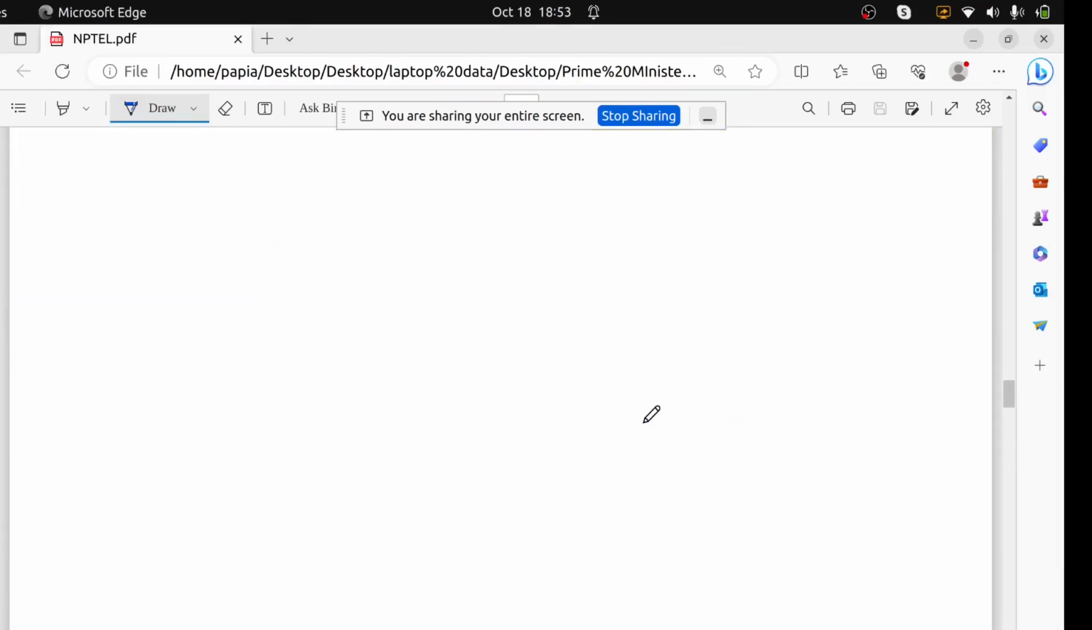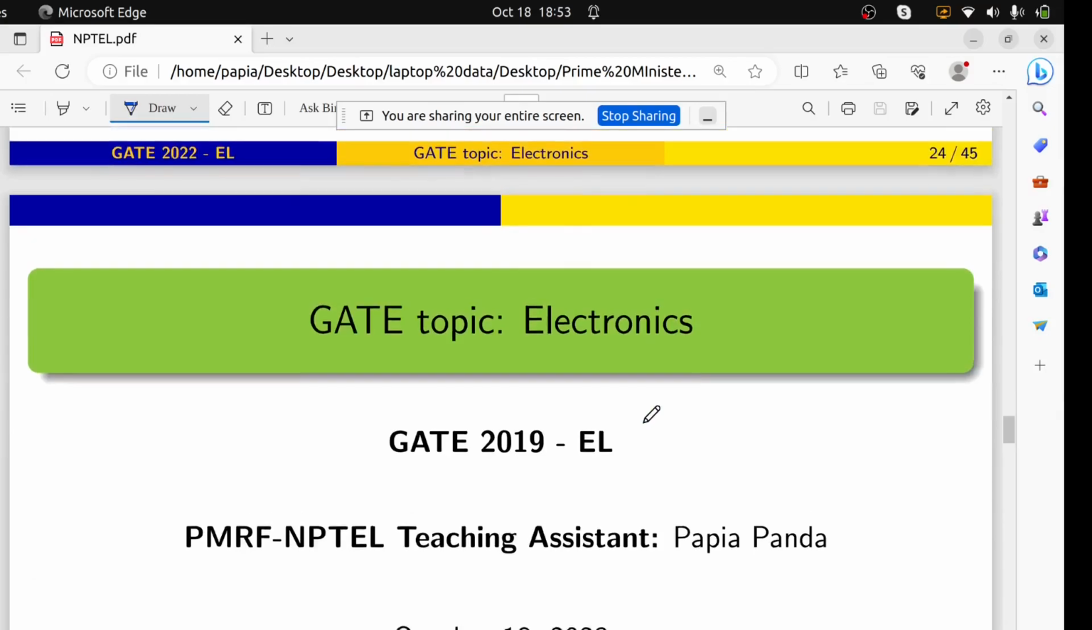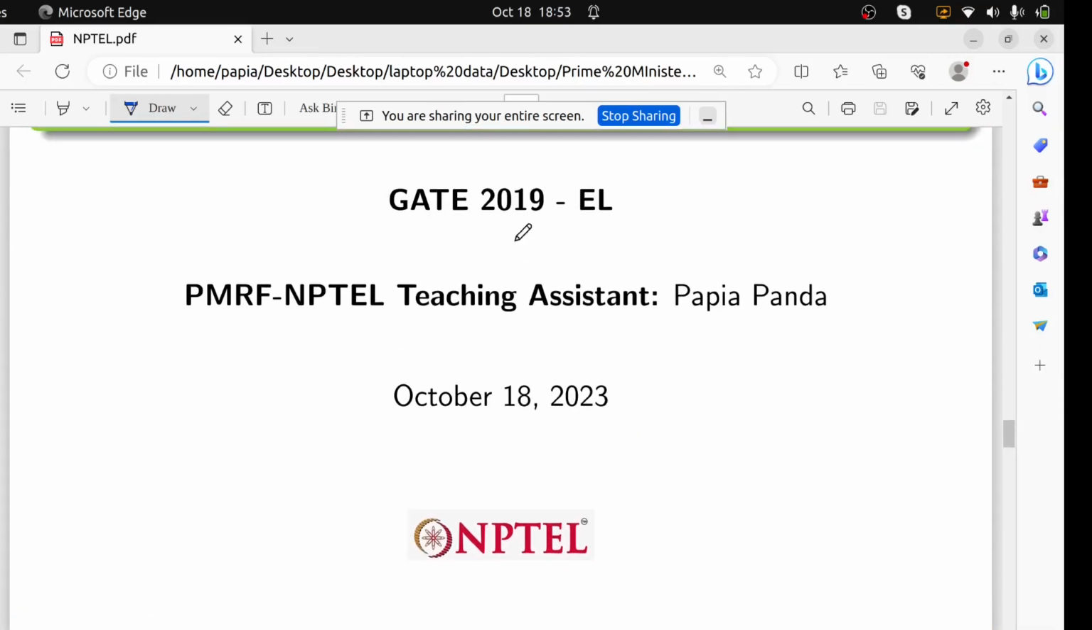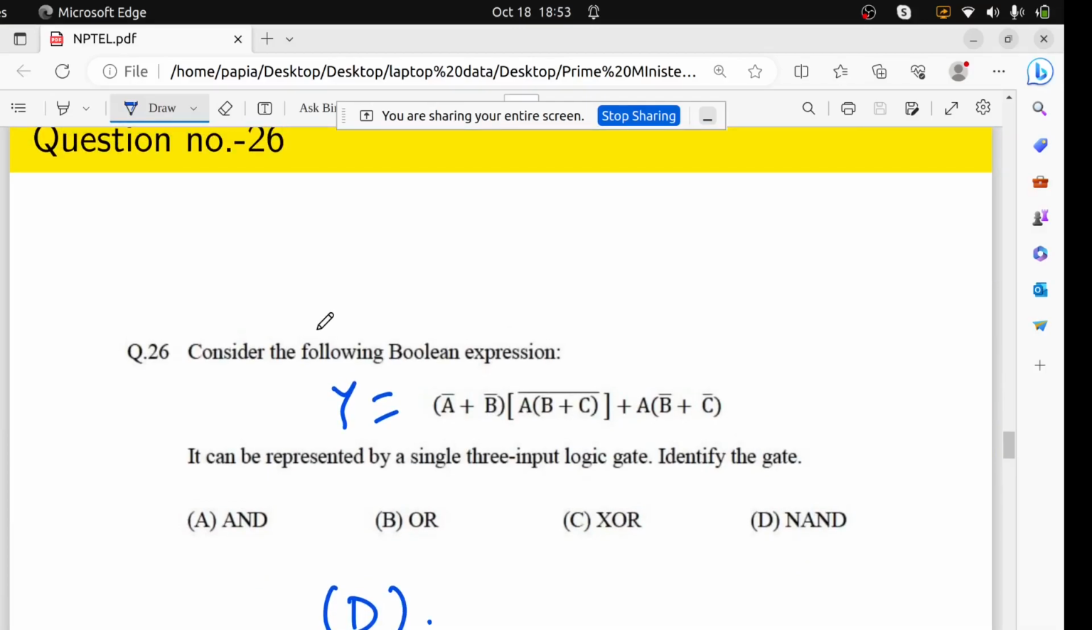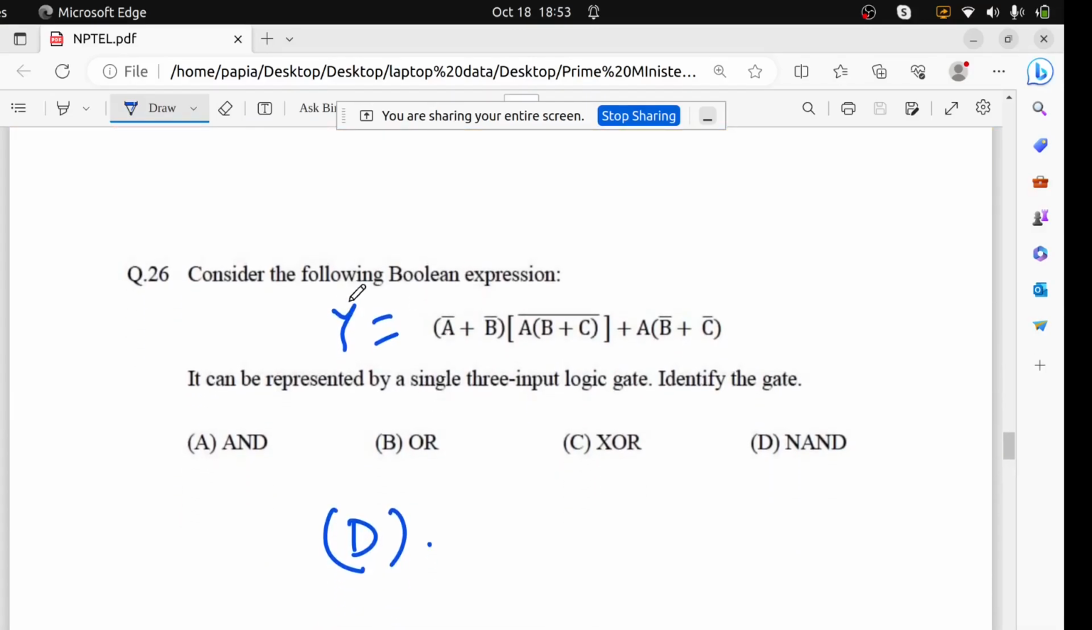I have drawn that expression also, that gate implementation, I have written here. Now in this fourth question, I have taken it from the GATE 2019 question paper, and the question number is 26. This is the fourth question. I think I have taken 6 questions. Okay, I have taken 6 questions.